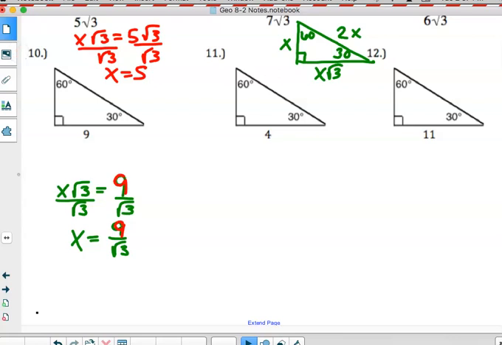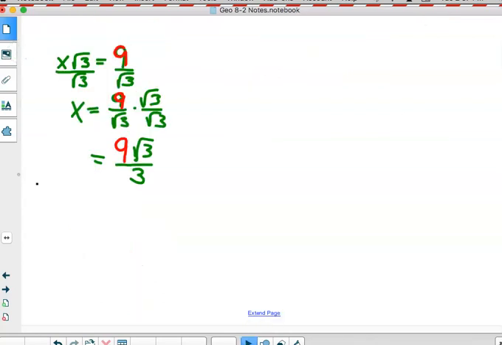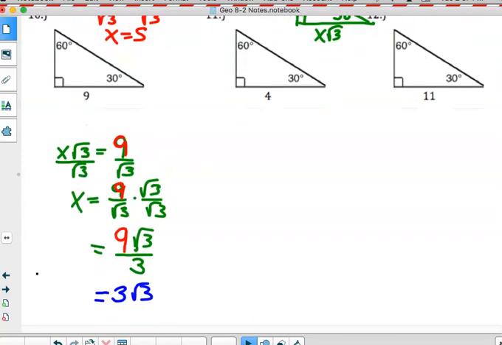I am going to take that 9, and I'm going to rationalize the root, and I'm going to have 9 the square root of 3 all over 3. Hey, I wonder if that's a pattern, because we did that kind of in the last one. But I got 9 the square root of 3 over 3. And I'm going to divide out, and I know 3 the square root of 3 is my value. So my short leg is 3 the square root of 3.